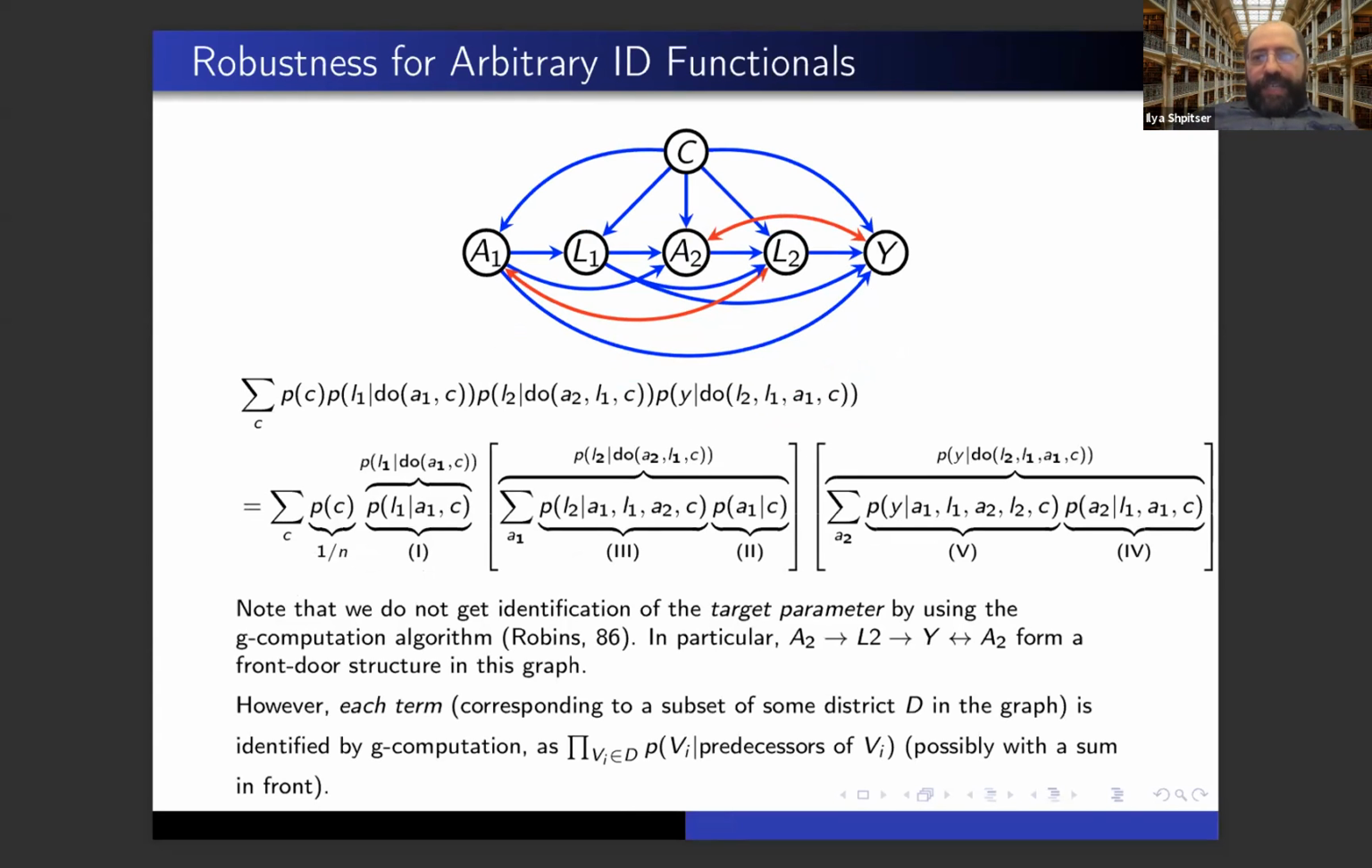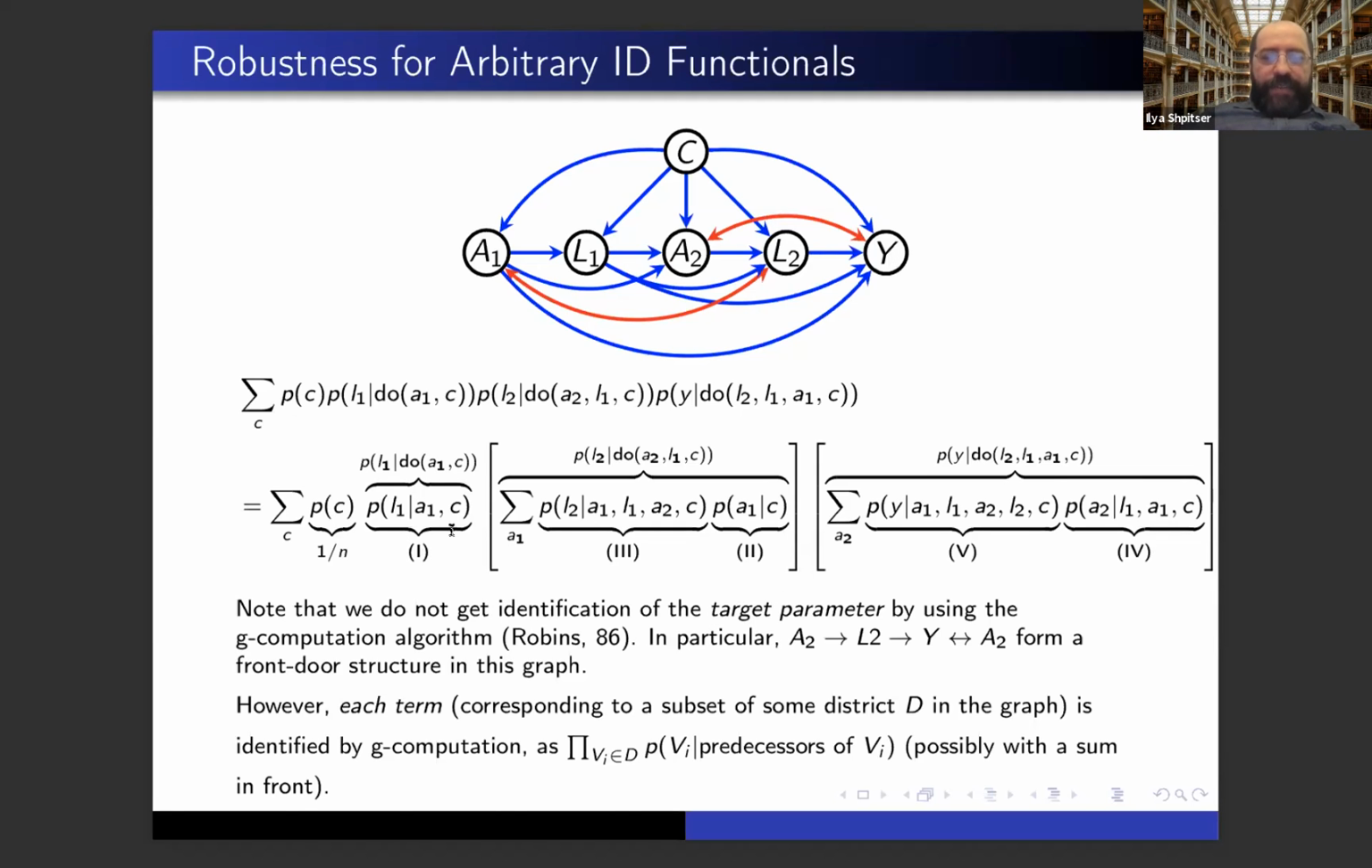Notice that we don't actually get identification using G computation here, because you have a front door graph as a subgraph, like A2, L2, and Y is the front door. So G computation won't work here. But if you look at each district term, you can think of each district term as a G computation functional, maybe with a sum in front.